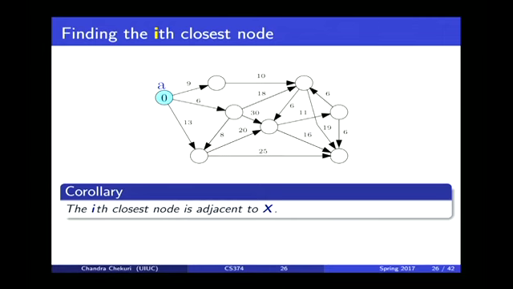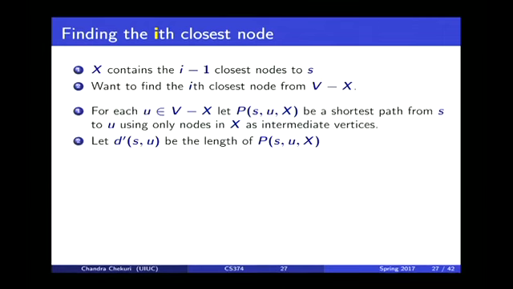So how do you find the ith guy? Here is the thing. For every vertex which you have not already found, define this distance d prime SU to be the shortest path length from S to U using only the first i minus 1 guys. That means you cannot use anything else in that path. Is the definition clear?